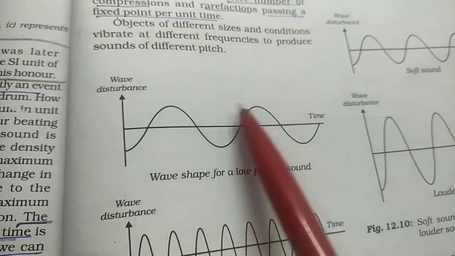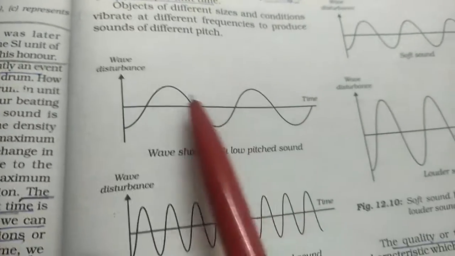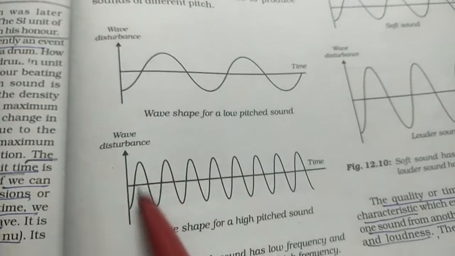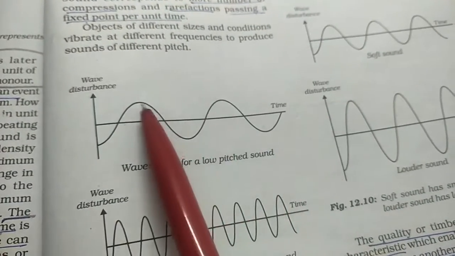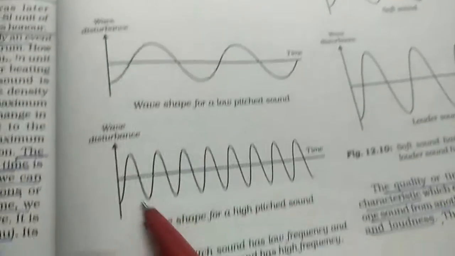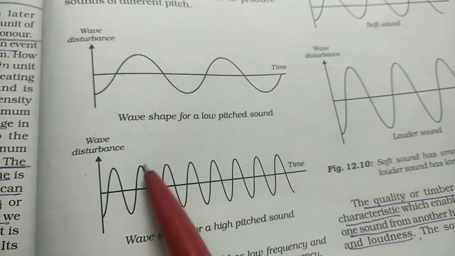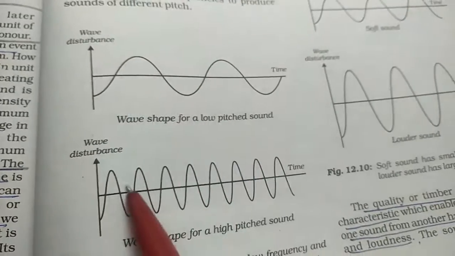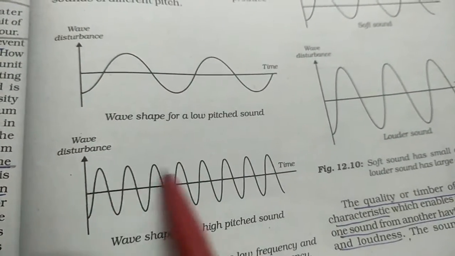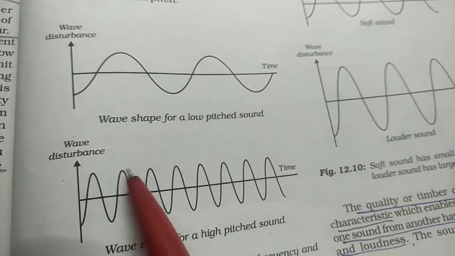Okay, from here to here, this is one compression or one rarefaction. Now you can see here, this is a low pitch sound because the frequency is very low. From here to here it will take more time, but if you see here, now this time is very less between the two peaks. So in the same time period, you can see 3-4 compressions have been done from here to here. Okay, 1 2 3 4.